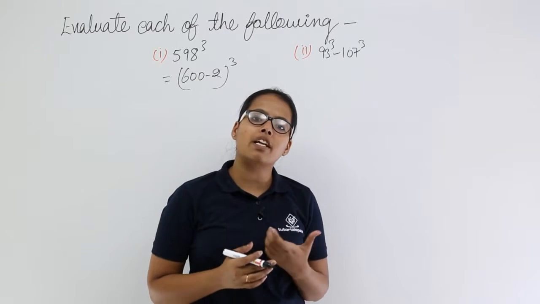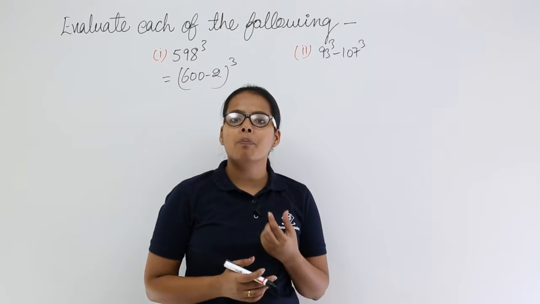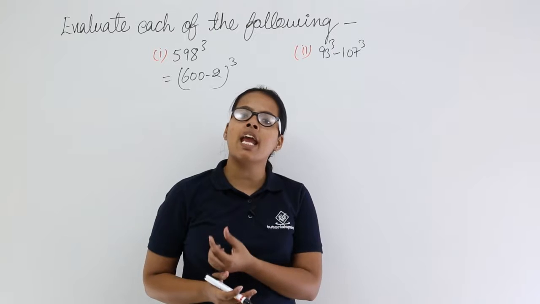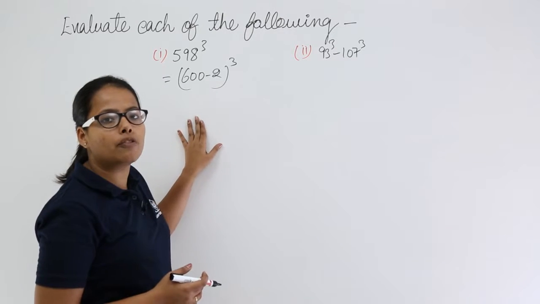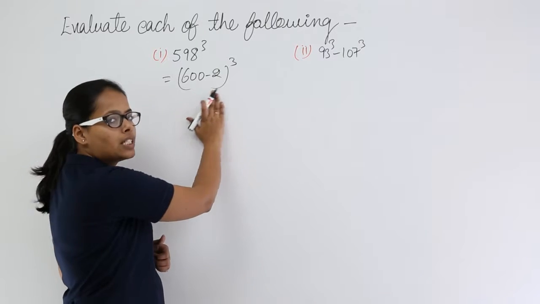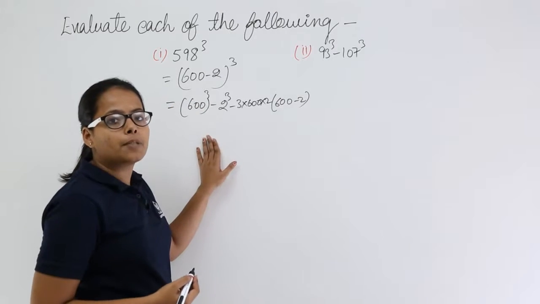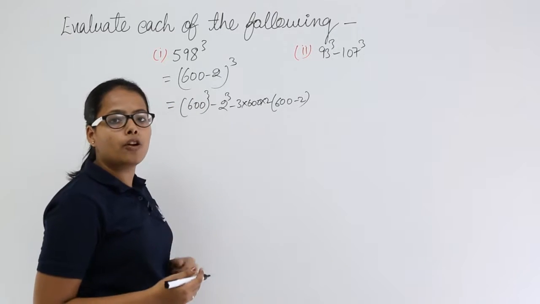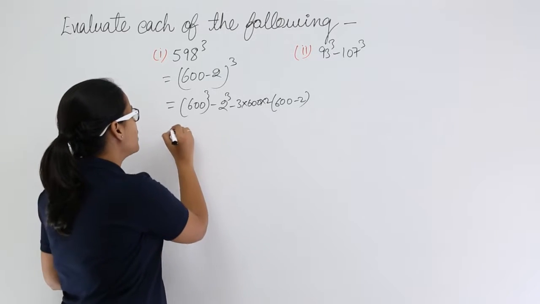And you know the expanded form for a minus b whole cube, which will be a cube minus b cube minus 3a into b into a minus b. So let's apply that expanded form here and replace the value of a and b with 600 and 2. In the expanded form, we have replaced the value of a and b and you are getting this expression. Let's solve this expression further.